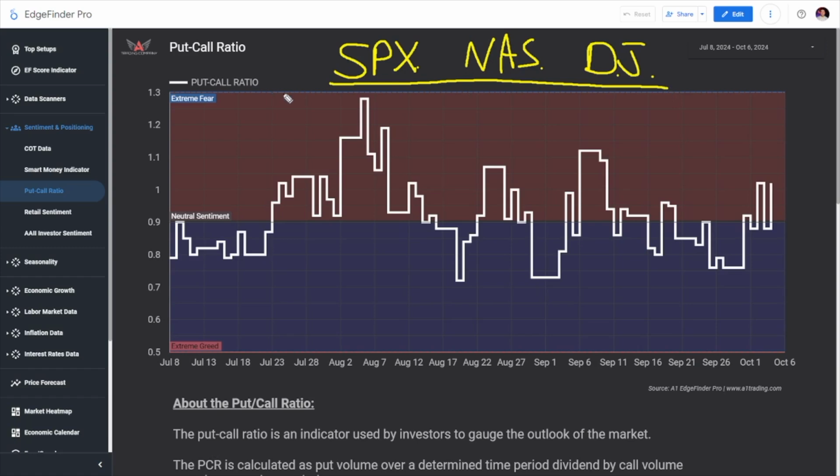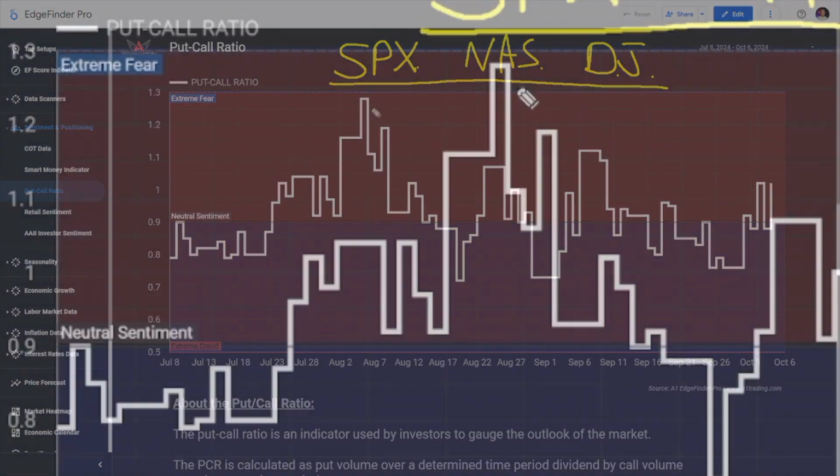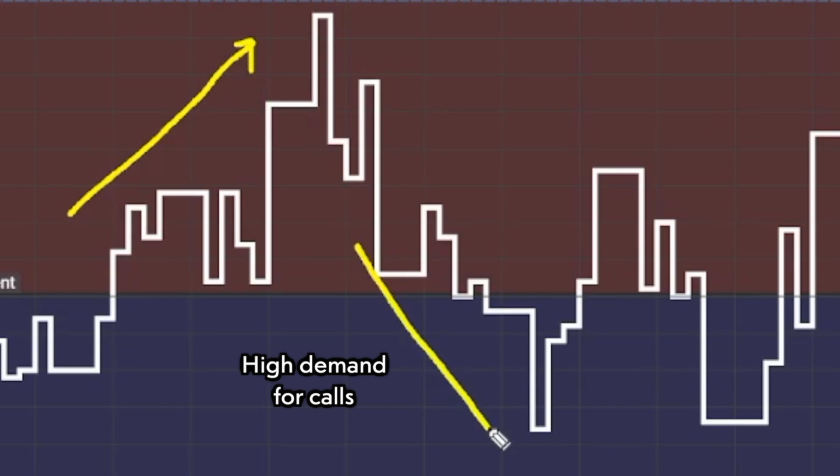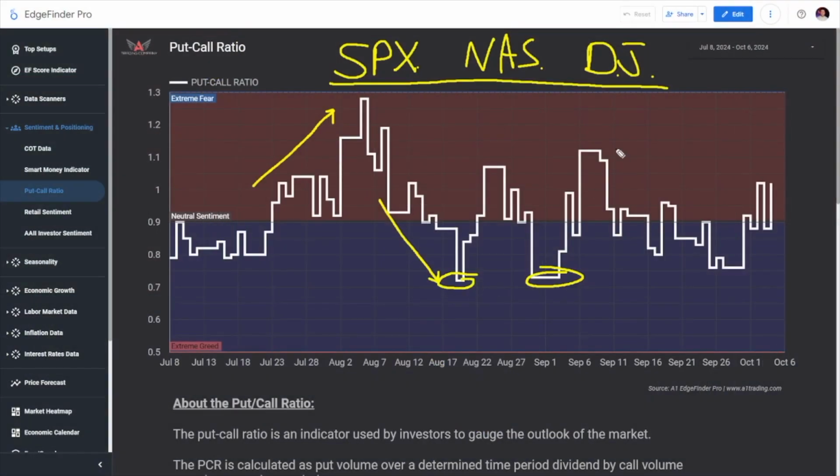Now, the put call ratio is pretty easy to read. When this line is going up, it means that the demand for puts is very high. When this chart is going down, the demand for calls is rising. And when it reaches these extreme levels, these can actually be very contrarian signals that can sometimes be used in your analysis to create great risk to reward trading setups.